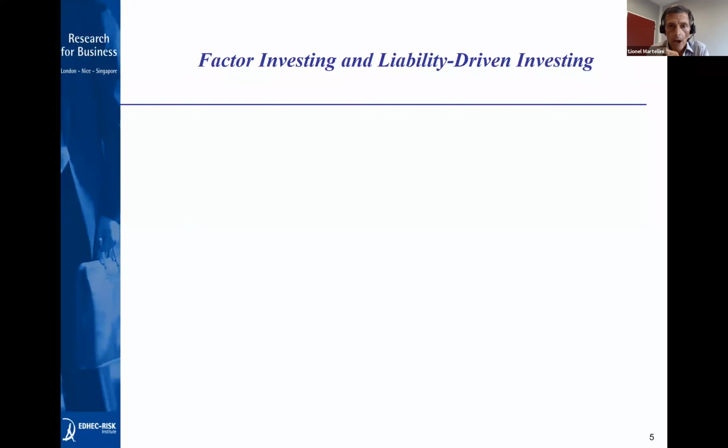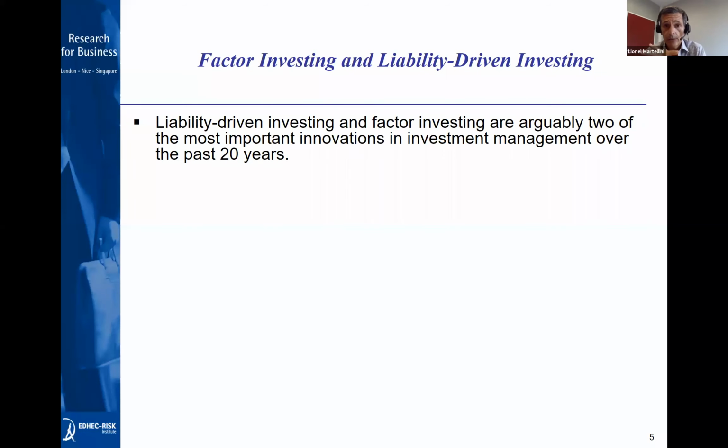Okay, so first of all, let me argue that liability-driven investing and factor investing are probably two of the most important pieces of innovations in investment management over the past 20 years. These are the most substantial developments that we have seen. They are not just some kind of marketing buzz that will vanish quickly around the corner. They are profound and substantial innovations that we've been looking at.